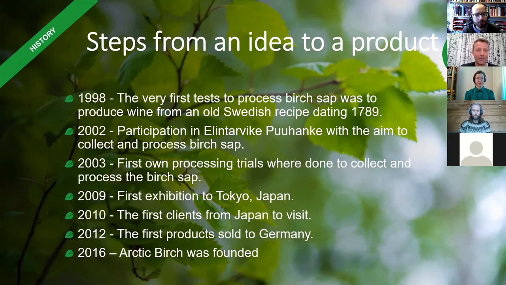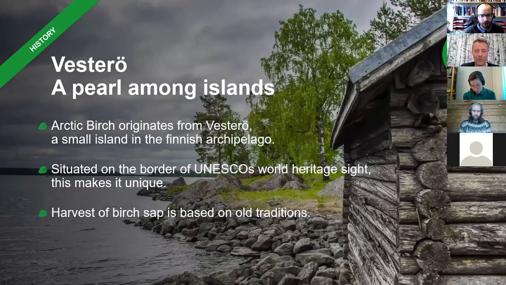The second, maybe largest, step was a project in Finland called Elintarvike Puuhanke, which was also aiming to see how to process birch sap, which spoils very easily, in a better way. We took it a step at a time, and also started to take our products to the international market to see if there could be interest for the product. Until 2016, we did not found this company Arctic Birch, but we still made it and sold it through other companies.